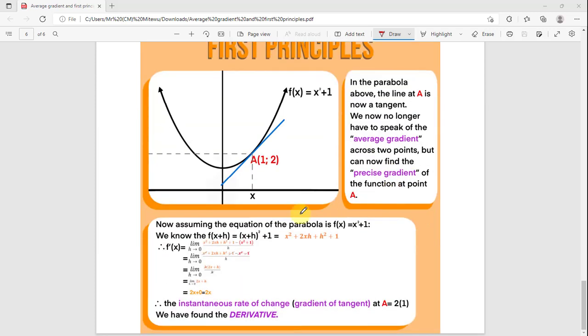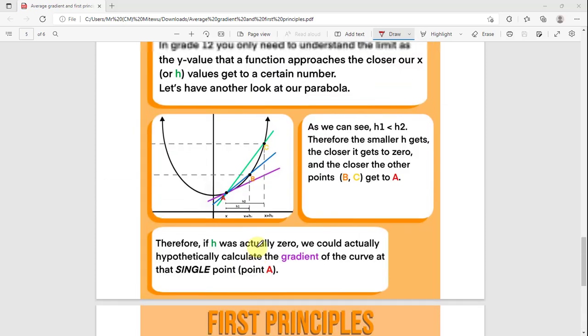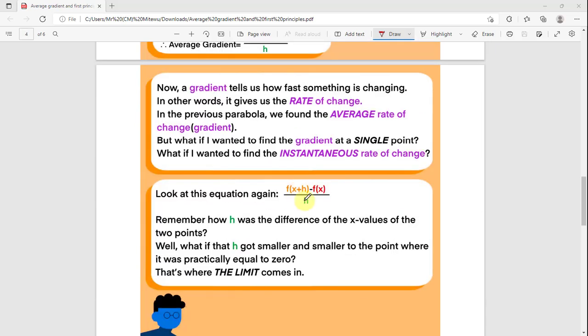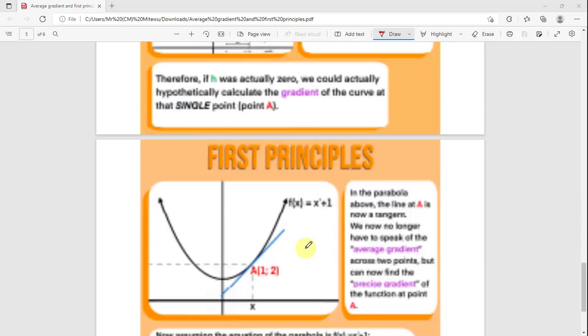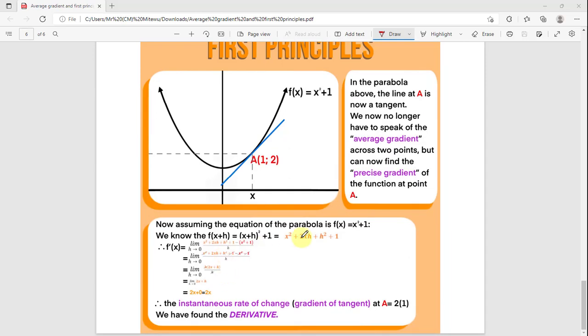Now, assuming the equation of the parabola is f of x equal to x squared plus 1, so this is this particular parabola over here, we know f of x plus h is equal to... Now when you're dealing with this type of thing, you can see that it's basically the same equation: f of x plus h minus f of x, and then there's an h over here. I'm still using this equation because it's still basically a gradient, except it's the instantaneous rate of change, the instantaneous gradient, the gradient at a singular point. So we're still dealing with the gradient, that's why we're still using the equation fundamentally.